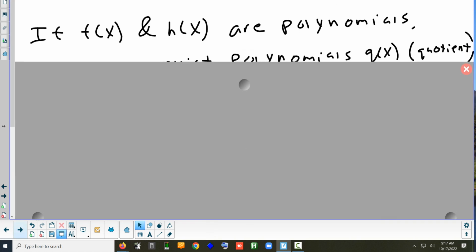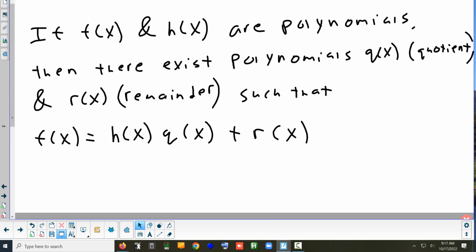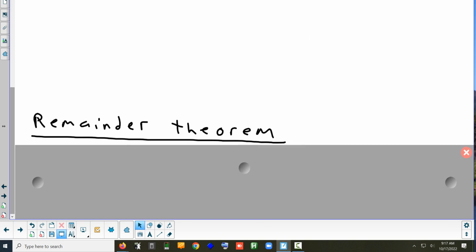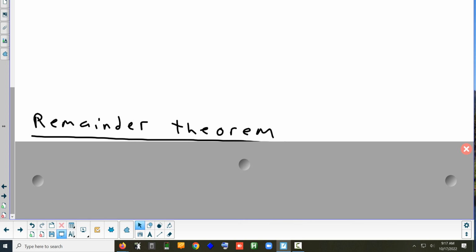Okay. So, let's see. What I want to show you guys is, I talked about the remainder earlier. And we said that if something has a remainder of 0, then what does that mean? If you divide two things and get a remainder of 0, it means that what you divided by is a factor. And that's, a lot of times, all we want to know.